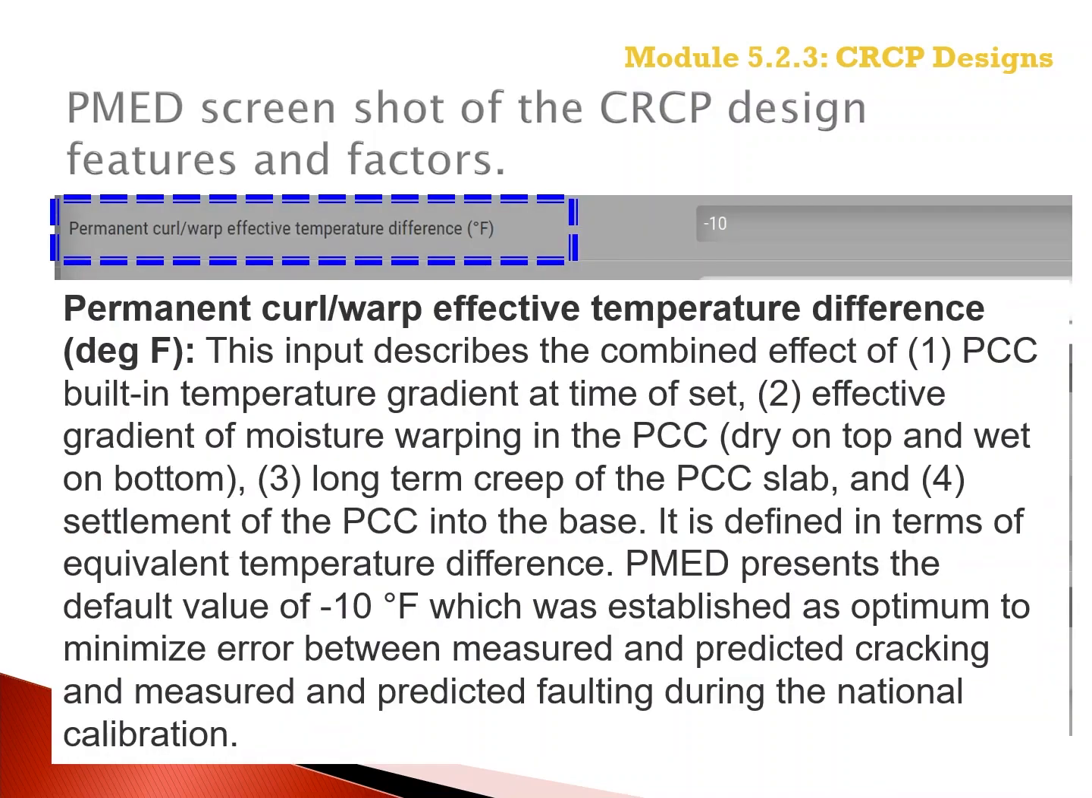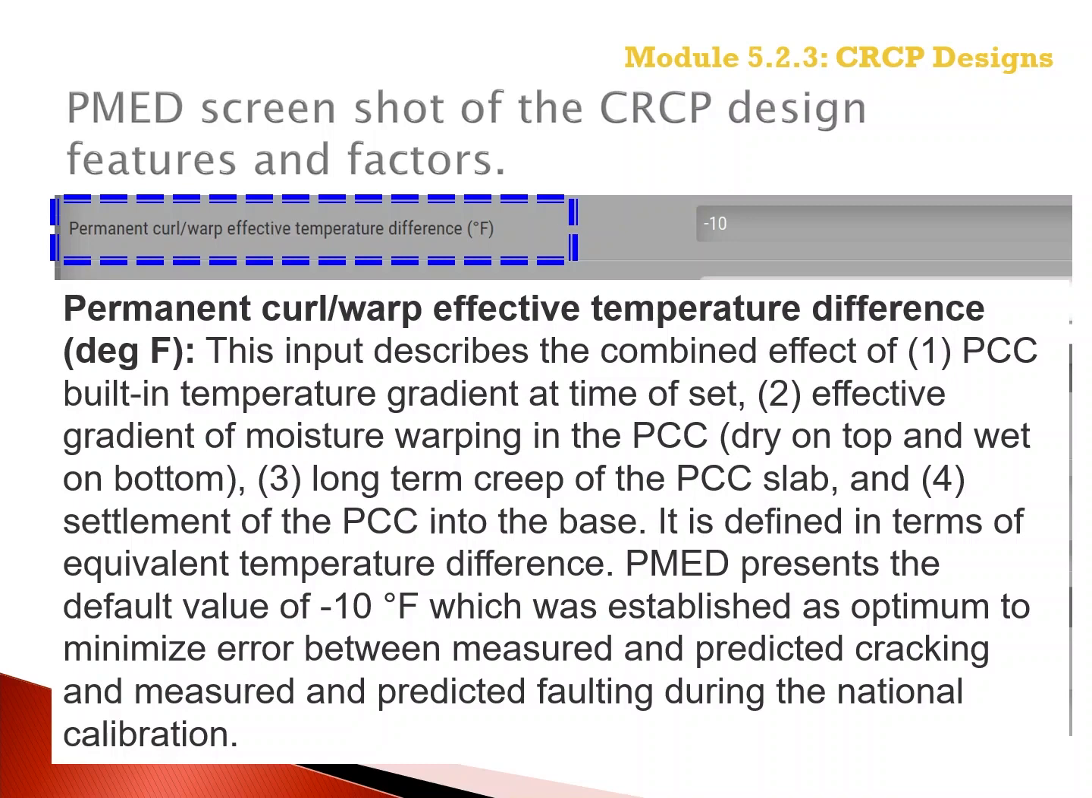And then this is the permanent curl warp effective temperature difference. Just as for jointed plain concrete pavements, this input for CRCP describes the combined effect of the concrete built-in temperature gradient at time of set, the effective gradient of moisture warping in the concrete, in other words, dry on the top and wet on the bottom, the long-term creep of the concrete slab, and then any settlement of the concrete into the base. It is defined in terms of the equivalent temperature difference.